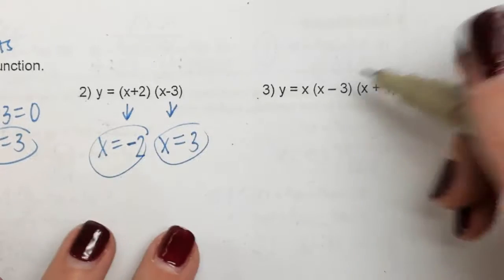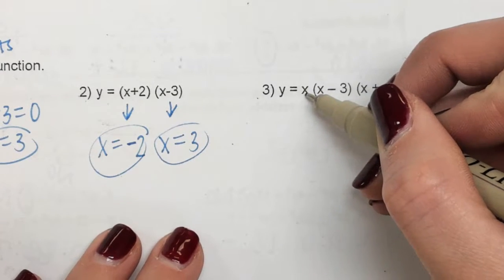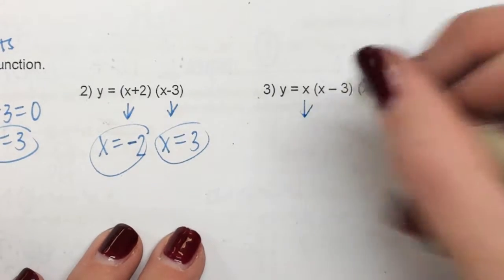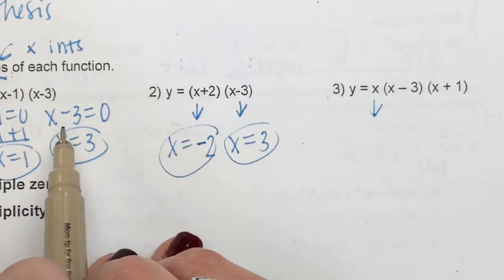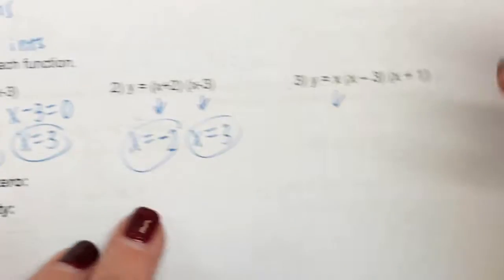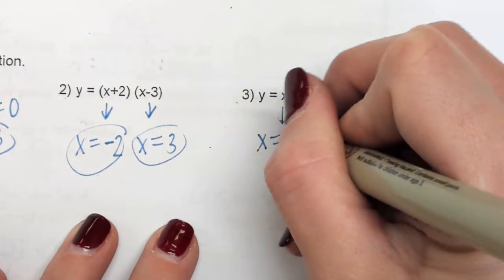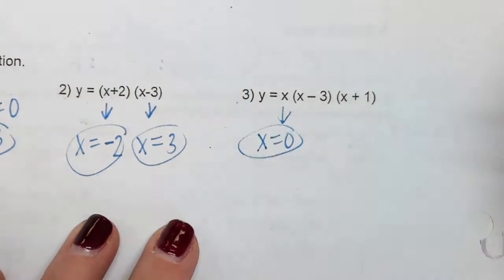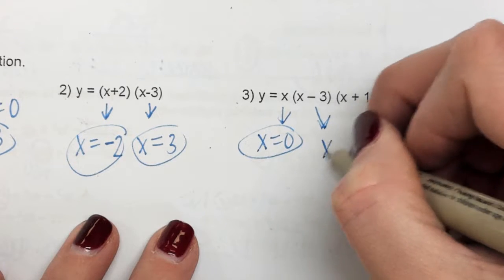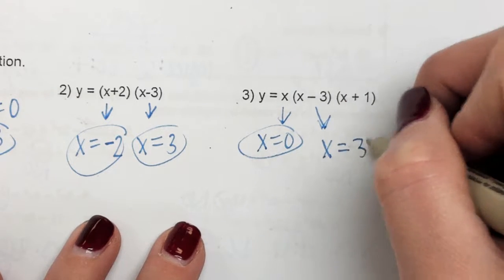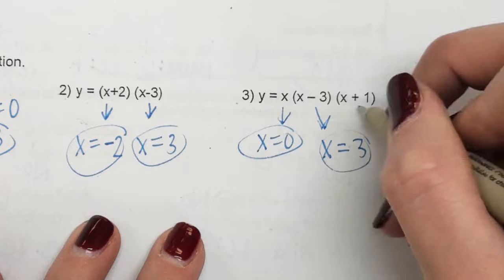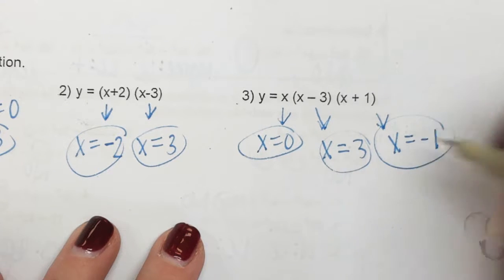This one's a little different because it has this little x by itself in front. Nothing's changed, just like we found the zeros over here. If you can't figure it out, you just set it equal to 0. So we got x equals 0. That's one of them. This one, x equals, opposite of this is positive 3. This one, x equals, opposite of this is negative 1.